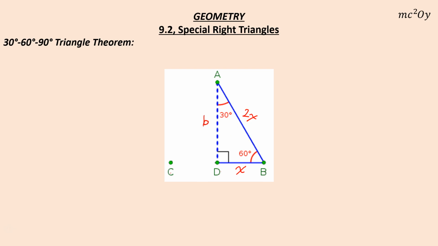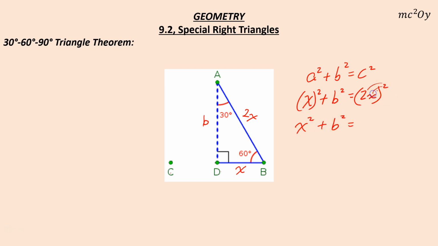And the way we're going to find it, Pythagorean theorem, it's a right triangle. So A squared plus B squared equals C squared. Okay? Well, A is X, so X squared. B is still B squared. And C squared is 2X quantity squared. Okay? So this is X squared plus B squared equals, that's 2 squared and x squared, so 4x squared. Okay. I'm going to subtract the x squared over and solve for b. So I have 4x squared minus 1x squared, so that's going to be 3x squared is equal to b squared.